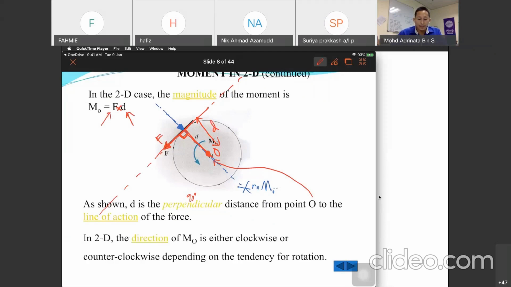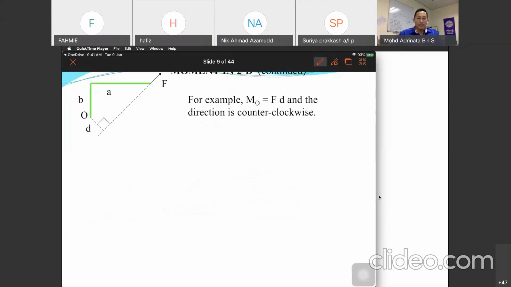In 2D, the direction of moment is either clockwise or counterclockwise, depending on the tendency for rotation. So we decide clockwise or anti-clockwise in our answer. But if the question says counterclockwise, you need to use counterclockwise as positive. For example, moment FD and the direction is counterclockwise.